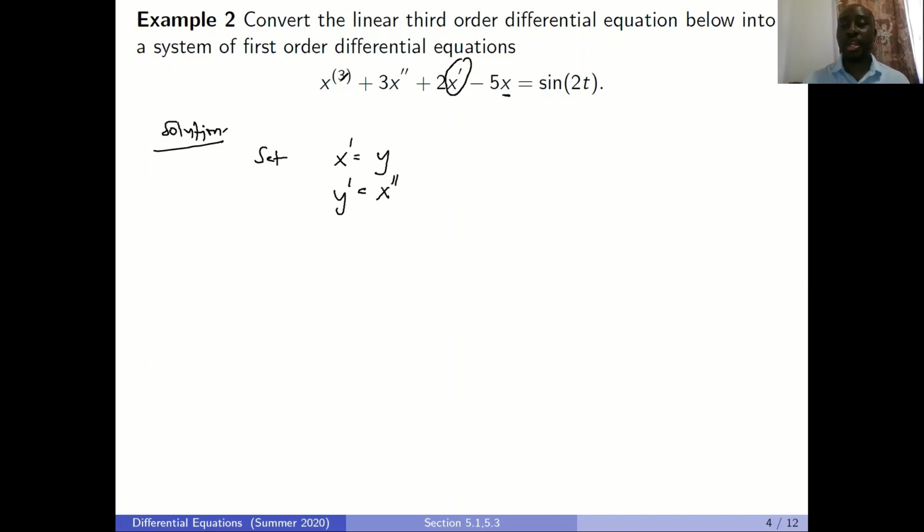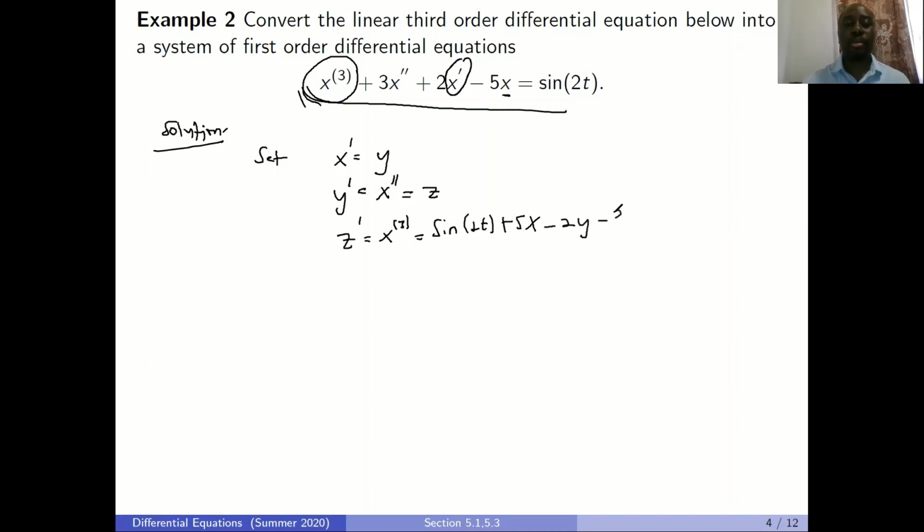Now, because this is up to the third derivative, I'm going to define x prime prime as another new variable, z, so that z prime will just be the third derivative of x, and that will be given by, I can solve for the third derivative from the differential equation here. And so my third derivative will be sine of 2t plus 5x minus twice x prime, but x prime is y, then minus 3 times x prime prime, x prime prime is z.